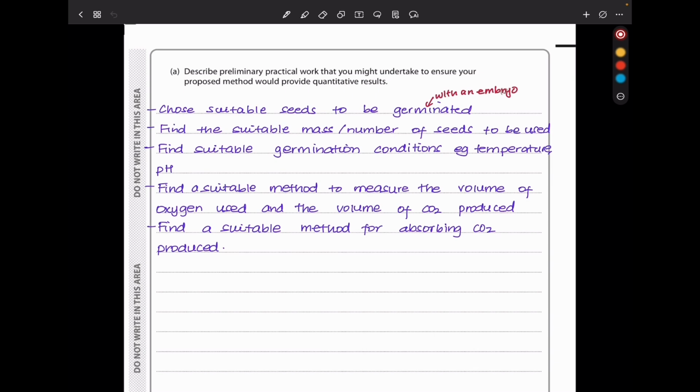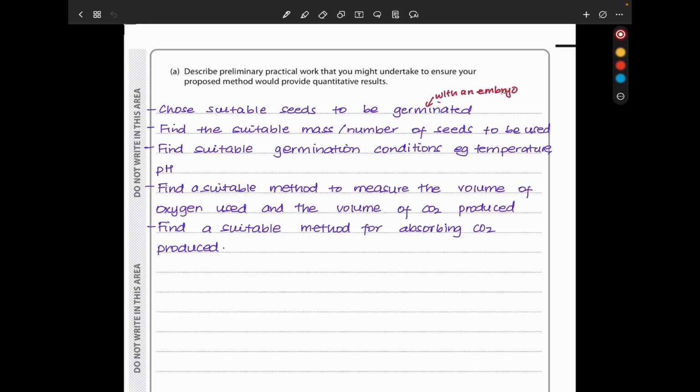In the preliminary practical work, you usually find out which conditions are going to be suitable for varying the independent variable, or how you're going to measure the dependent variable. In this case, maybe for the respiratory quotient, we want to find the volume of CO2 that has been released and then the volume of oxygen that has been used up. So you have to find ways in which you're going to measure the volume. And of course, we have to find out which seeds we are going to use, how many seeds we are going to use in each experiment, and so on.